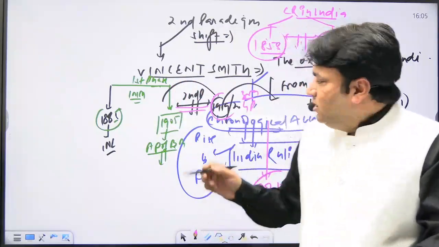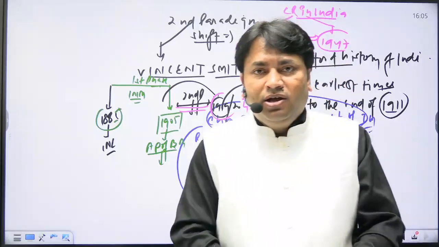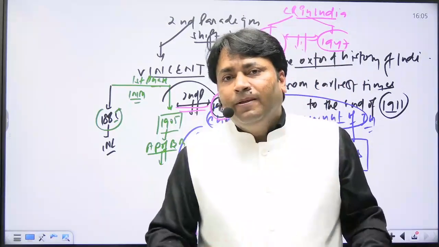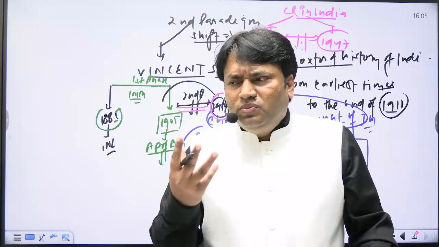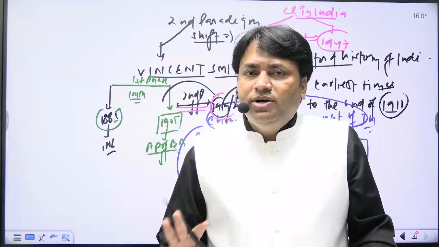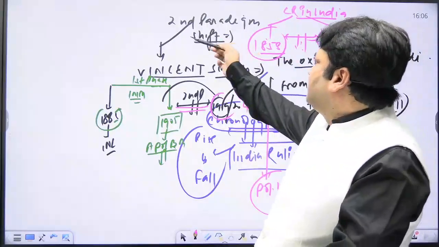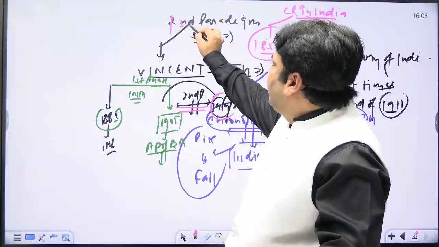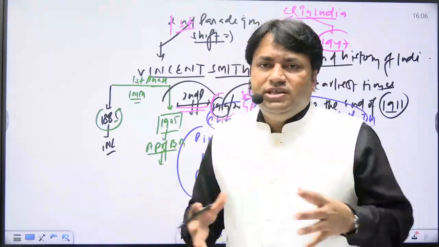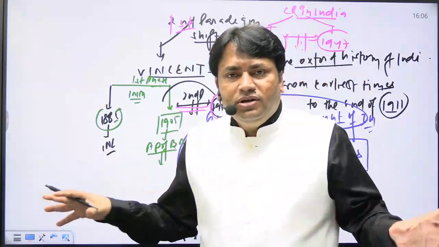So this is the person known as Vincent Smith. The outlook which was used to read and understand the patterns of Indian history was very much defective. So this was the first paradigm shift. This was also a part of the first paradigm shift. Because here we see that James Mill and Vincent Smith, more or less, are doing the same thing.